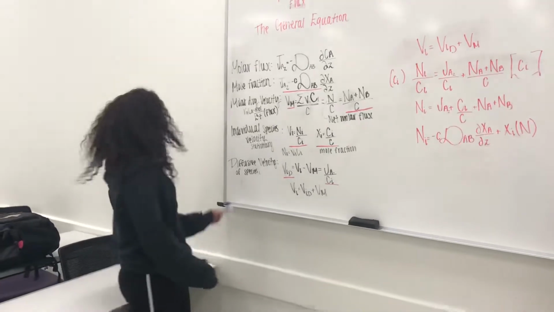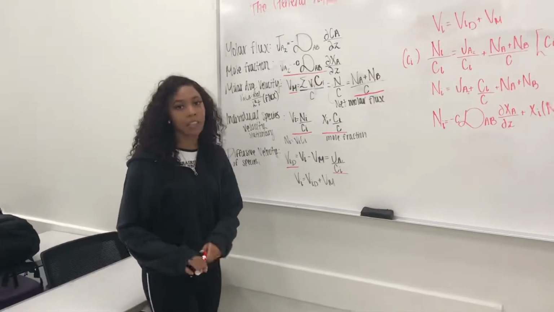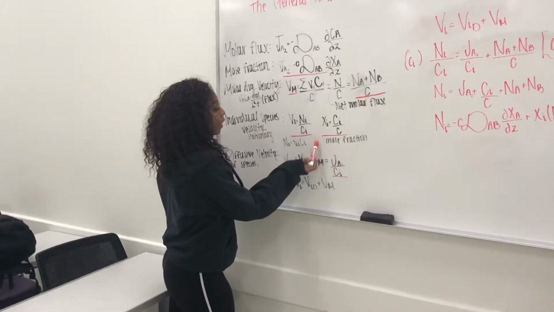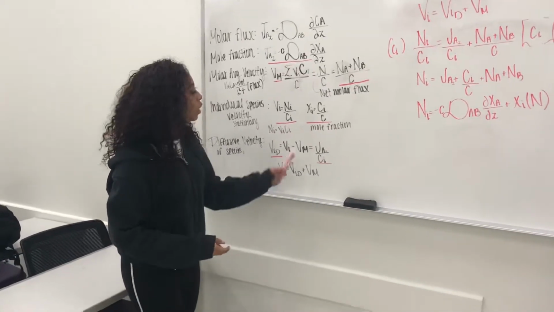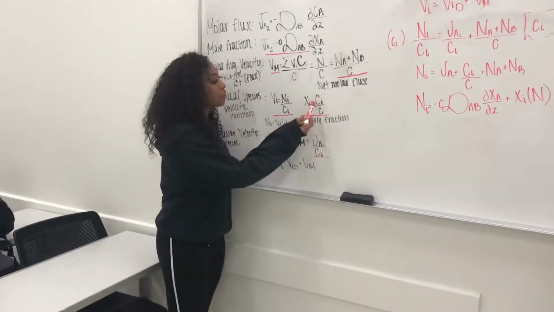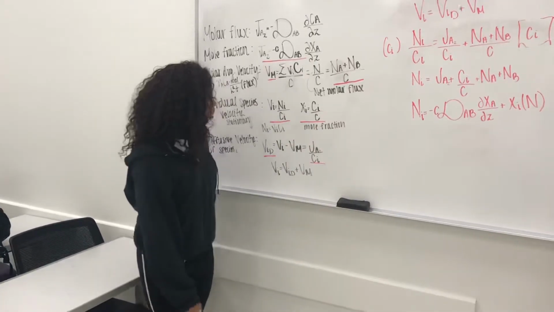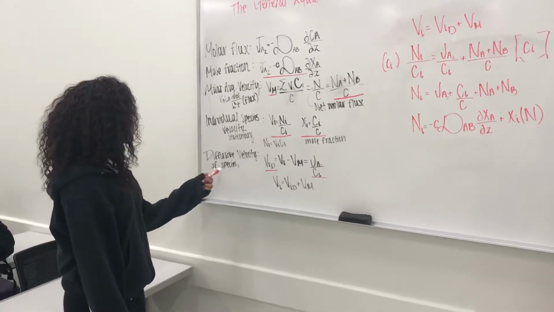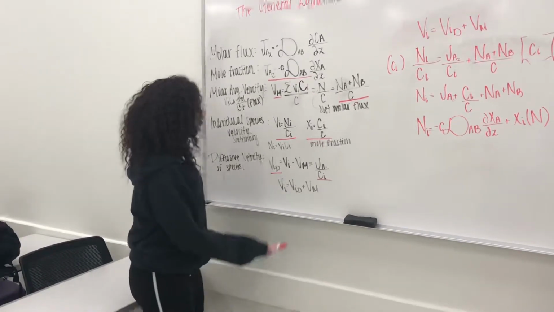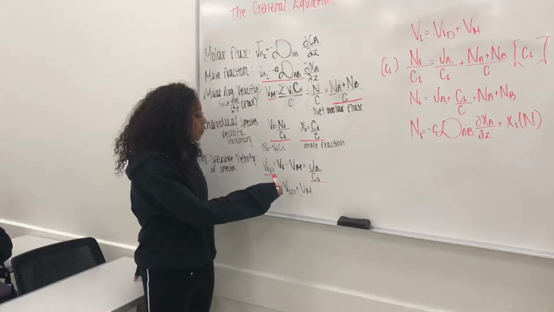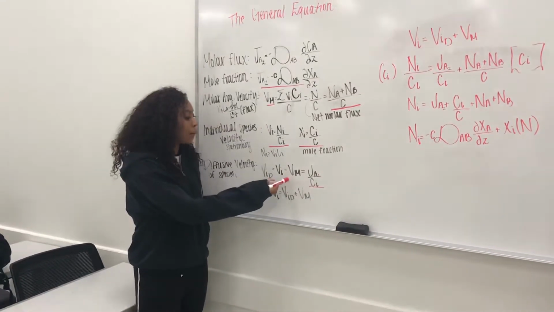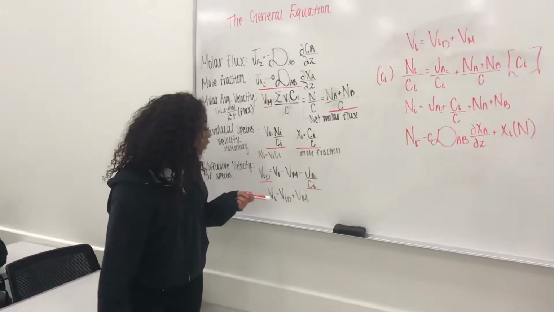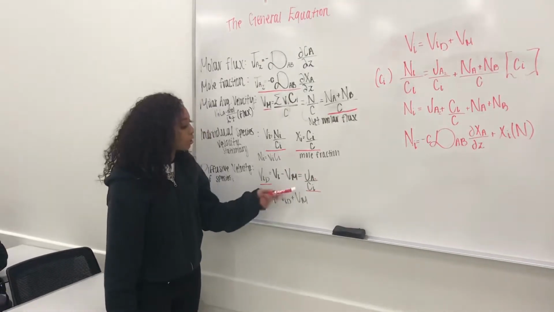As well, you have the individual species velocity that's stationary, Vi, which equals the molar flux of I over the concentration of I. You also have mole fraction Xi, which equals the concentration of I over the total concentration. And you also have the diffusive velocity of species I, which is VID, which equals the velocity of species I minus the molar average velocity of the mixture, which also equals the flux J_AZ over the concentration of I.